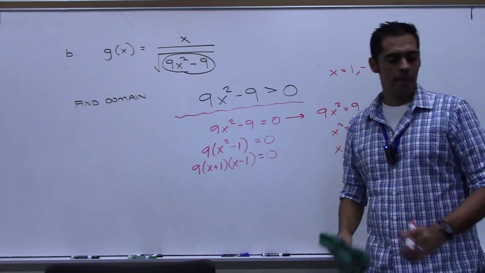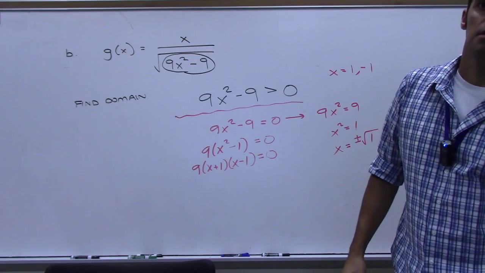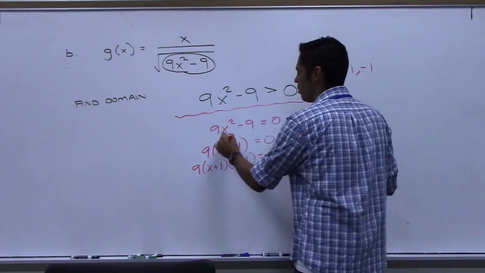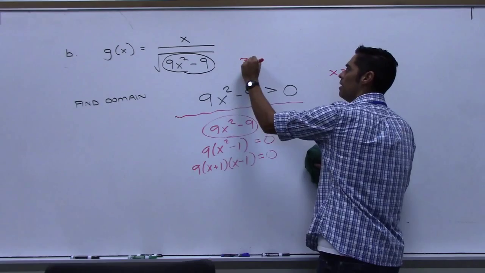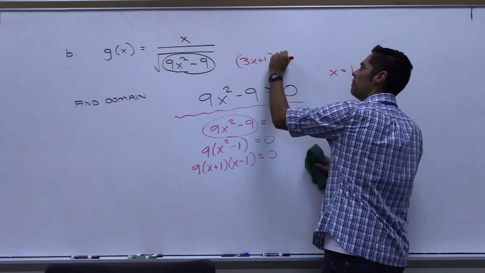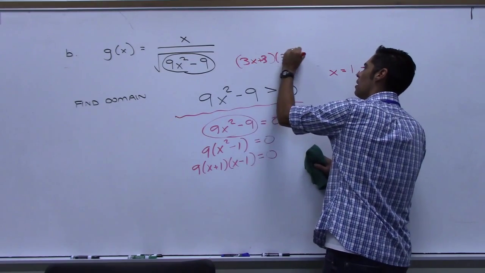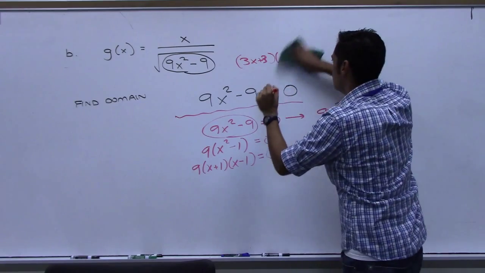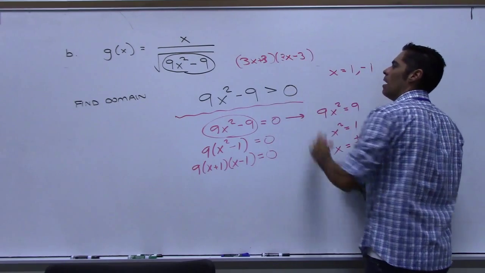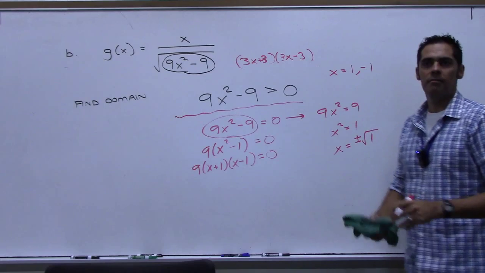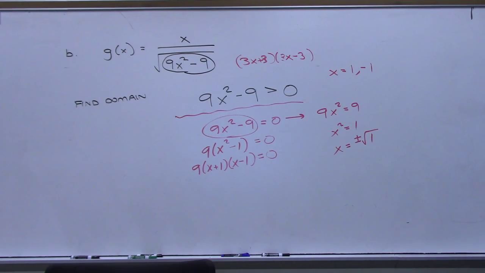I factored it out and got the same thing. I got 3x plus... Okay, yeah, that was another thing. You could do this difference of squares right here: 3x plus 3, 3x minus 3, and then set each one equal to 0, and you get -1 and 1.